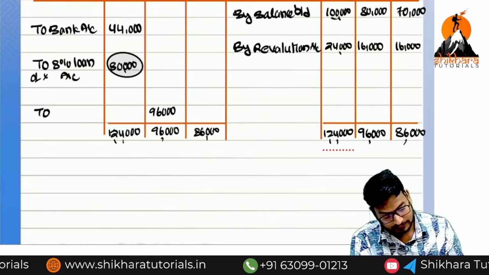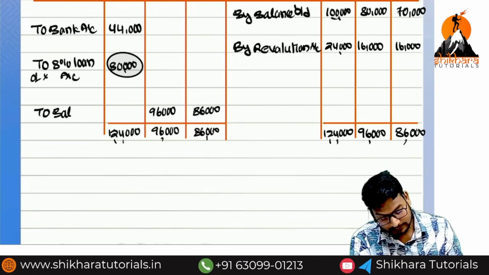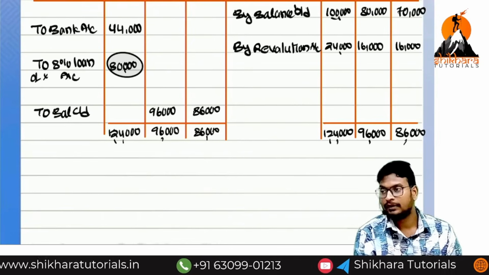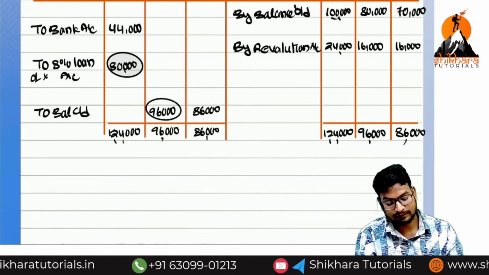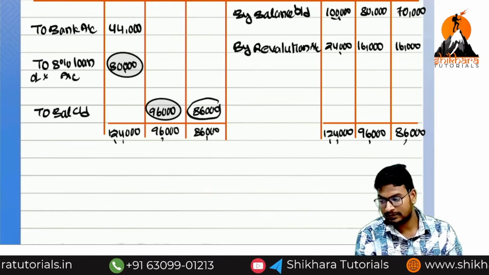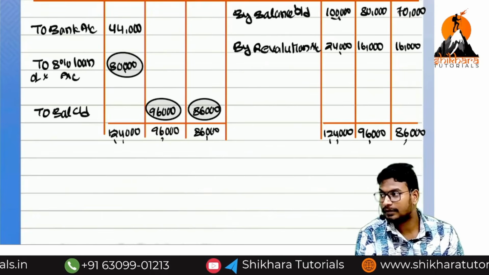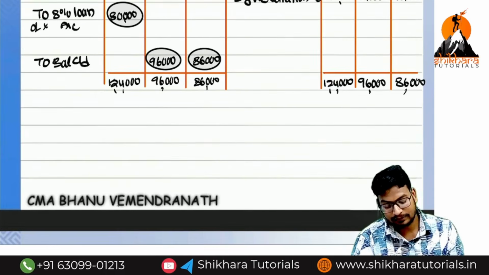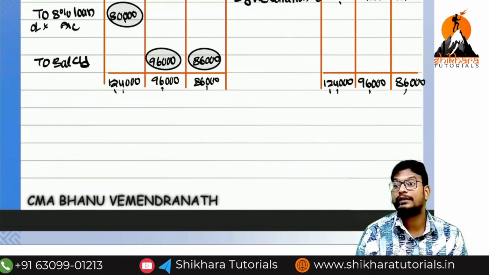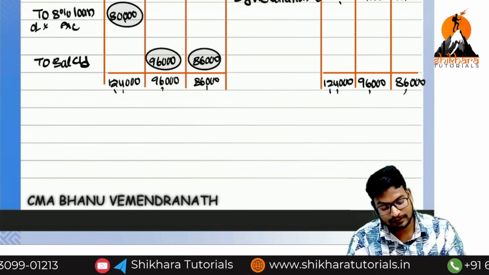96,000 and 86,000. So two balances carried on. Okay, guys, these balances we need to show once again. We need to carry forward these balances to the new balance. Sir, here the credit balance means the opening balance will be on the debit side. Okay? Please don't make mistakes. Which balance is this?